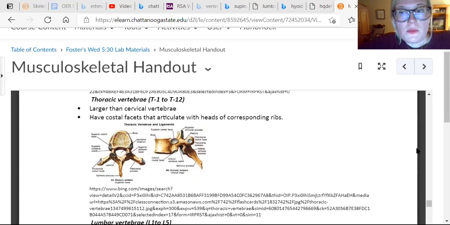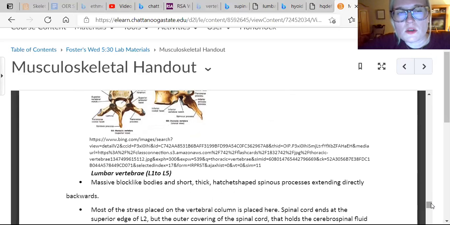So I want you to be able to tell the differences between these. C1, C2. C2 has the dens or odontoid we talked about. C1 looks like a very open ring. You get to the cervical vertebrae, they're very small, but they start to show the shape. You get to the thoracic, they become a little bit bigger.